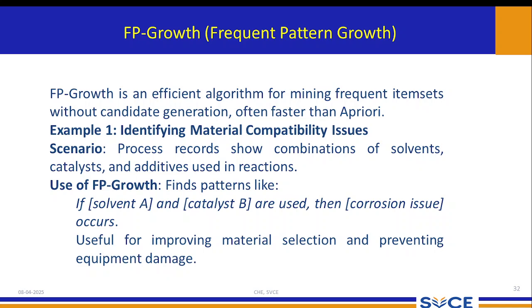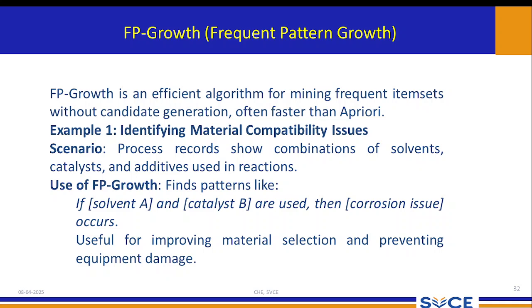Coming to FP growth, it is an efficient algorithm for mining frequent item sets without candidate generation, often faster than a priori. So this is much faster than a priori. FP growth is an efficient algorithm for mining frequent item sets without candidate generation.